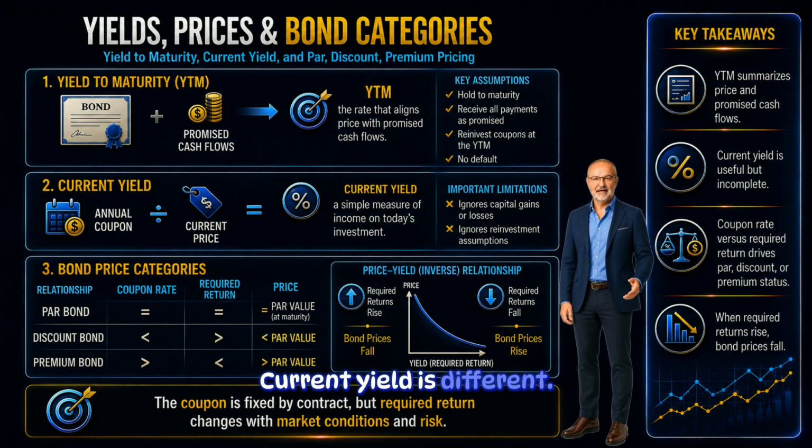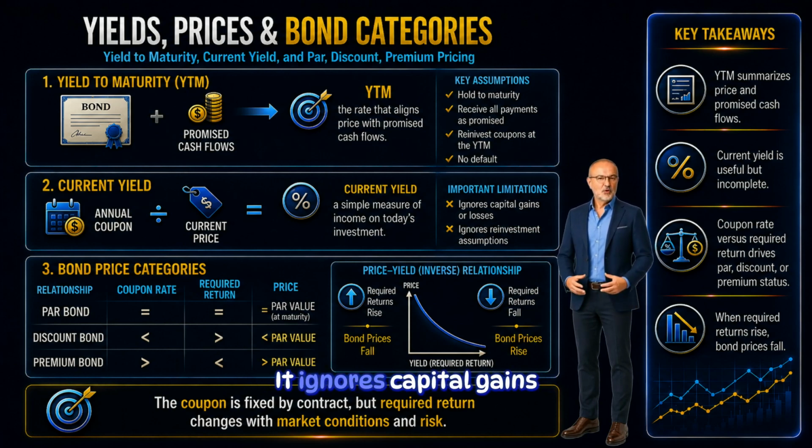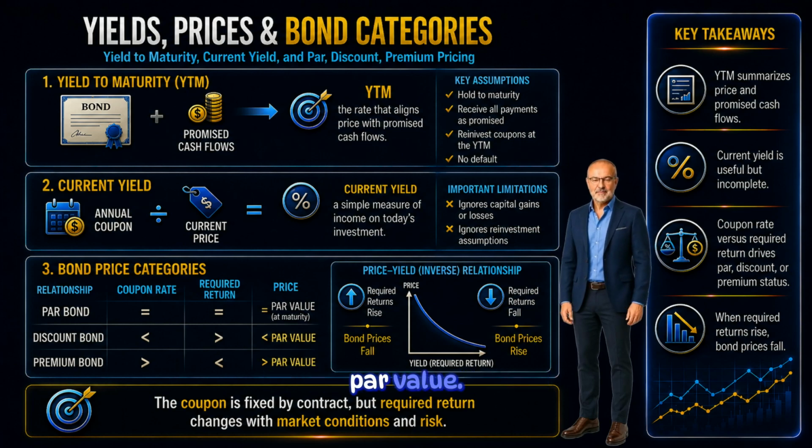Current yield is different. It measures annual coupon income relative to the current bond price. It is easy to understand and useful as an income measure, but it is incomplete. It ignores capital gains or losses as the bond price moves toward par value. It also ignores reinvestment. Now consider the relationship among coupon rate, required return, and price.